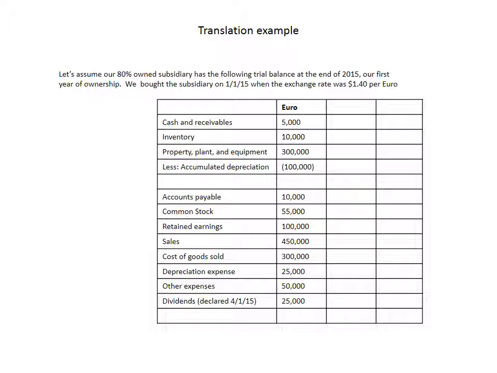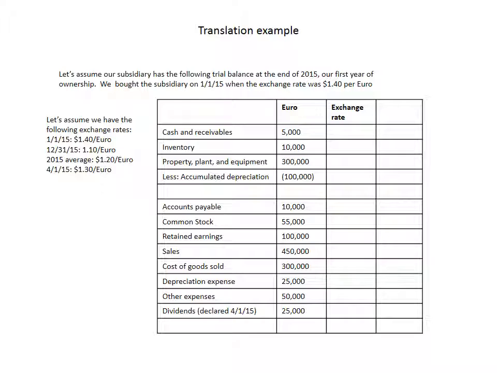Okay, let's go ahead and assume that we bought 80% of our subsidiary on January 1st, 2015, when the exchange rate was $1.40 per euro, and they've got this euro-denominated trial balance at the end of the year. And if you add up the various debit and credit balances here, you'll find that the trial balance balances just as it should.